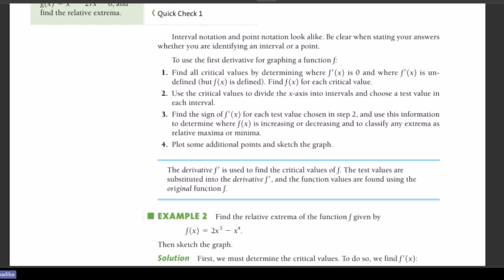Yeah, thank you. What is the next thing that we need to do? The next thing, sir, is we need to choose a test value for each interval. Yes, we draw that table. Oh, we choose the test values. Yes, because the table's already drawn. We choose the test values.